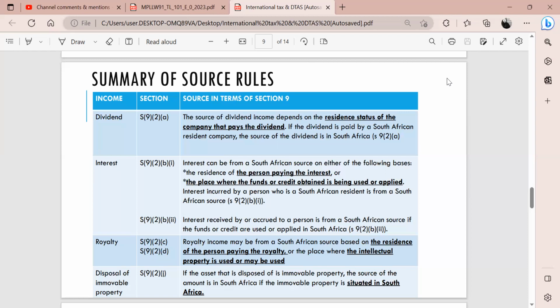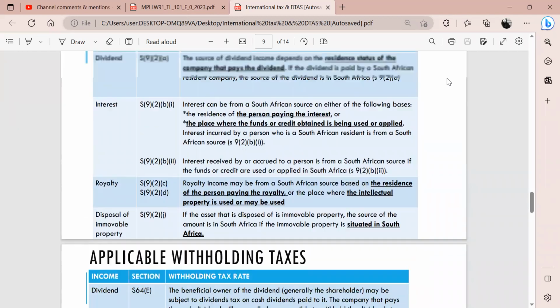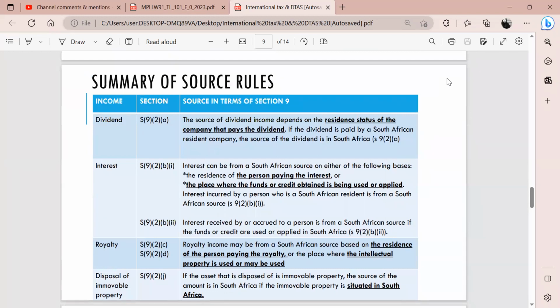Royalty income. Royalty income may be from a South African source based on the residence of the person paying the royalty or the place where the intellectual property is being used or may be used. And lastly, disposal of immovable property. Remember, guys, this is just a summary. So you need to go and read Section 9.